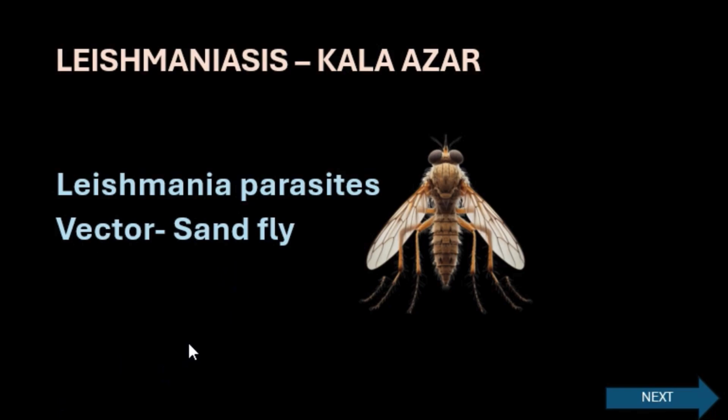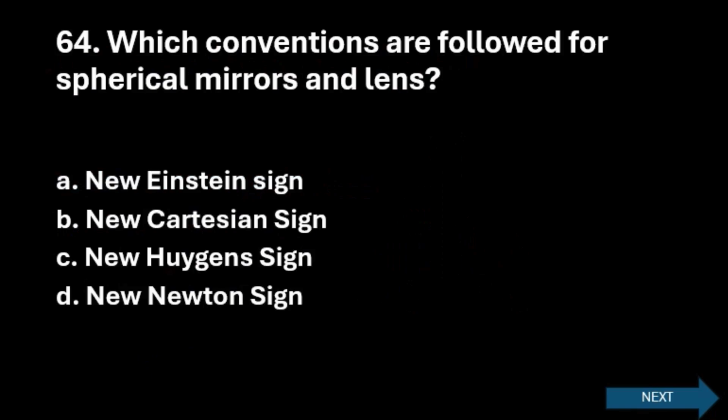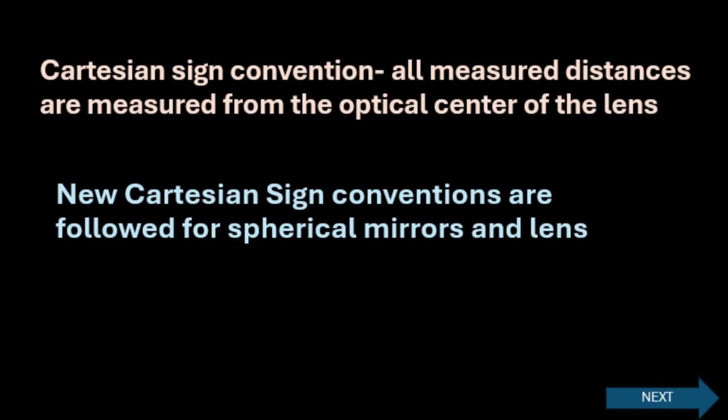Next question. Which conventions are followed for spherical mirrors and lenses? Option A, Einstein sign. Option B, Cartesian sign. Option C, New-Huygens sign. Option D, Newton sign. This question is based on the names of scientists, so you have to learn the names by heart. The right answer here is option B, Cartesian sign. In the Cartesian sign convention, distances are measured from the optical center of the lens. So these conventions are followed for spherical mirrors and lenses.